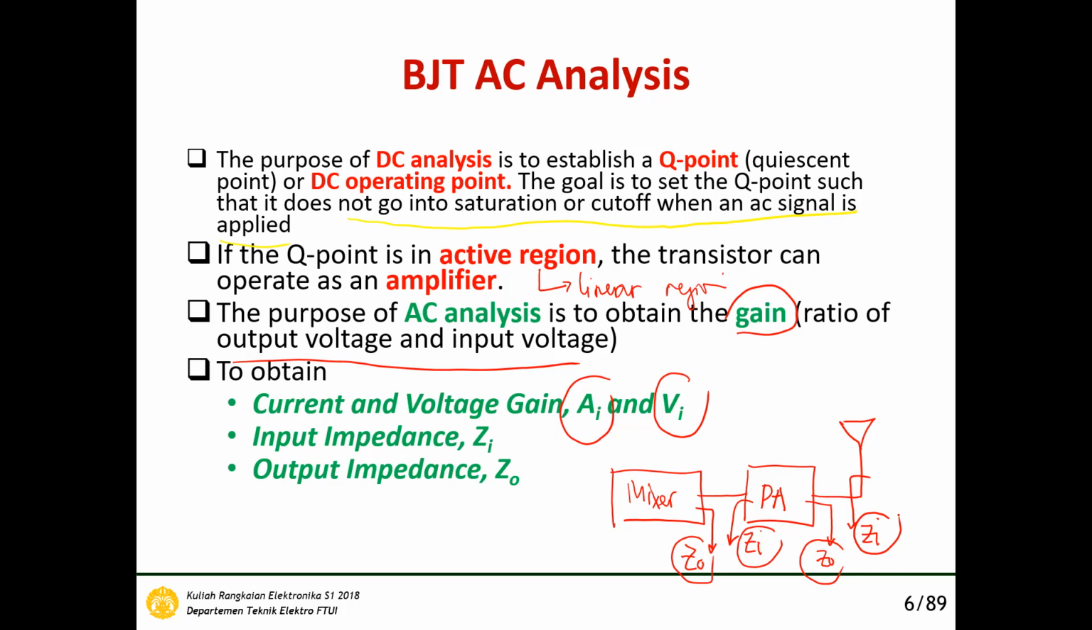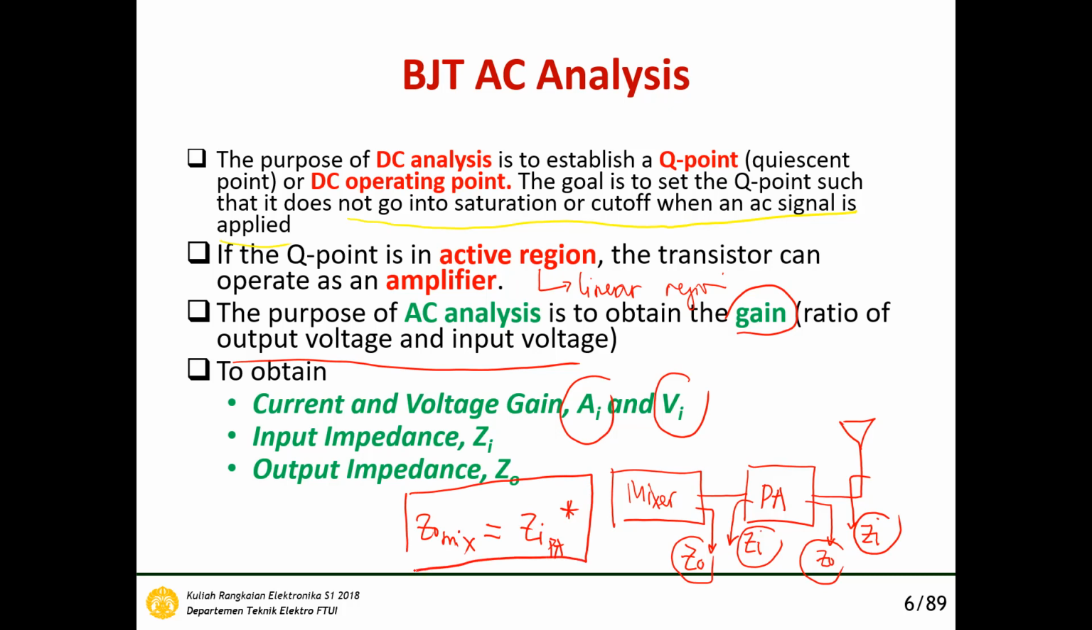So all the power will be delivered to the circuit block. But if the impedance didn't match, there is a loss. So it means that the ZO of the mixer must be matching with the Zin of the power amplifier. This is the conjugate match, it must be a conjugate match with the input impedance of the amplifier. So the power loss will be decreased.